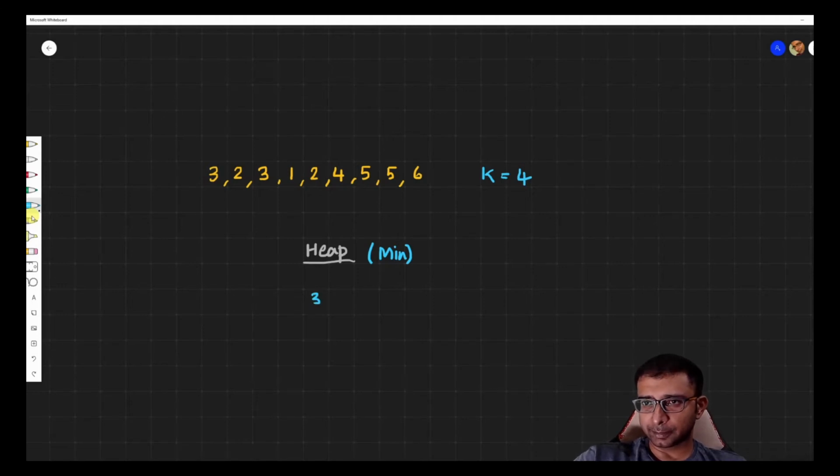We get 1 element, so 3 stays where it is. Now I get a 2. So when I get a 2, what I do is I check, is 2 smaller than 3? Yeah, it is smaller than 3. So what I do is I get the 3 out and take the 2 to the top, right?